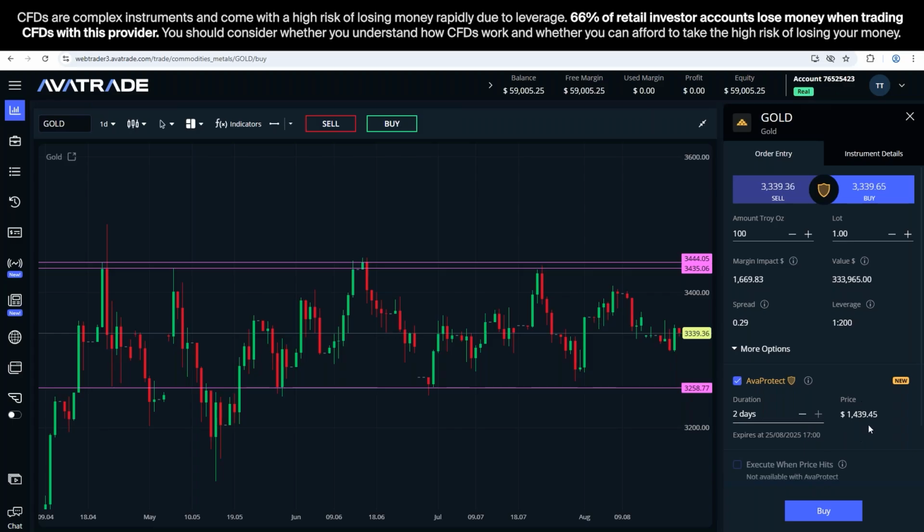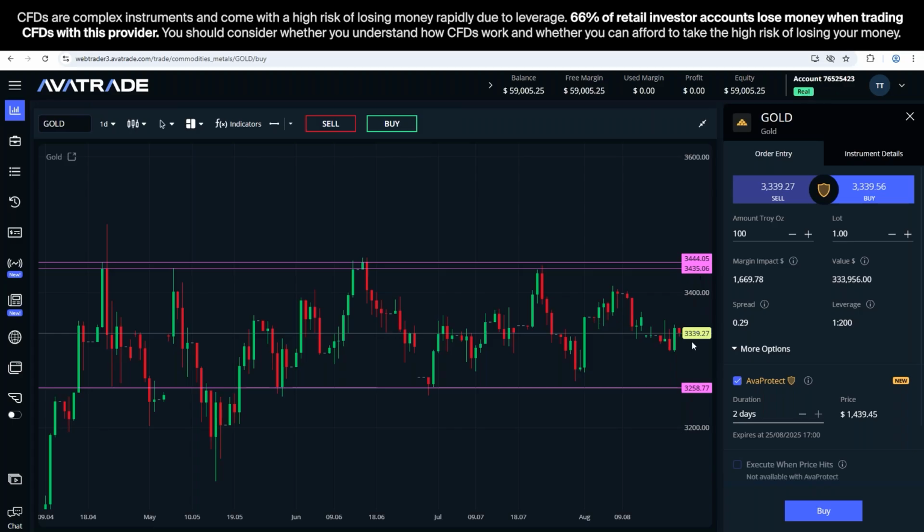The potential profit on one lot of gold, that's 100 ounces of gold. So, if it only moves $14, I've made back the cost of the protection, 100 times 14. Certainly, if there's a lot of fear kicking in, gold could move a lot further than that. I mean, the resistance level I drew up here is at 3,435.